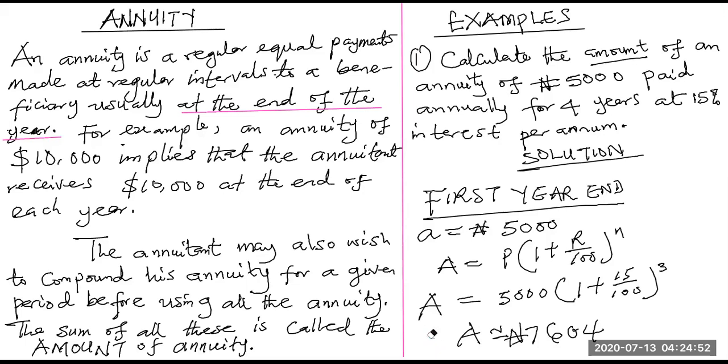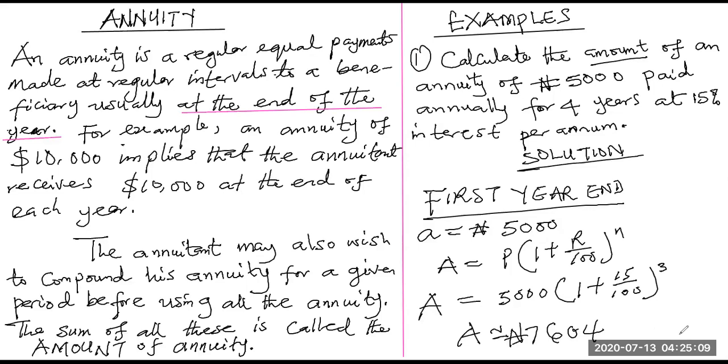Okay, from the first annuity. So that is for the end of the first year, and this 5,000 naira turns to 7,604 naira after 3 years.